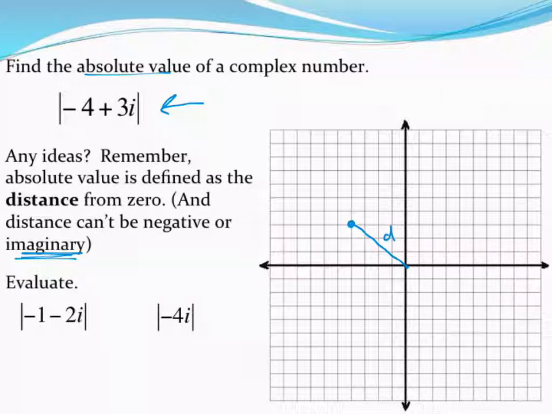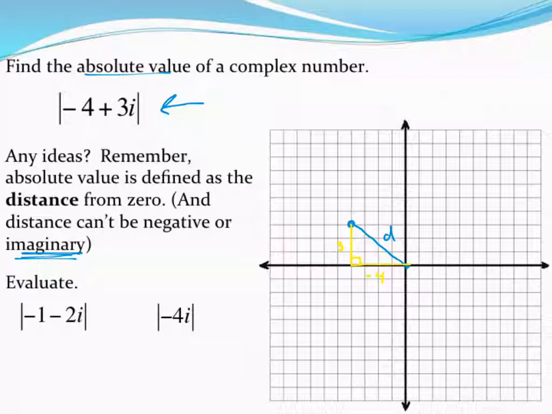Seeing it drawn like this, a lot of people intuitively figure out what they need to do. They realize this is just a Pythagorean Theorem question. We're going to turn this into a right triangle. We know the bottom of this triangle is 4 spaces, and we know the vertical side of the triangle is 3 spaces. So we are just going to be doing the Pythagorean Theorem to find the absolute value of complex numbers.